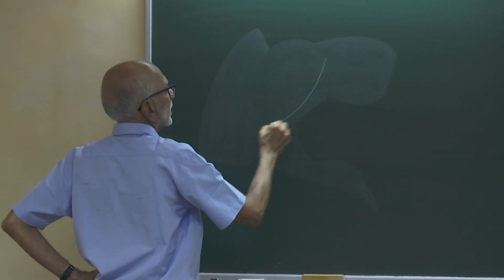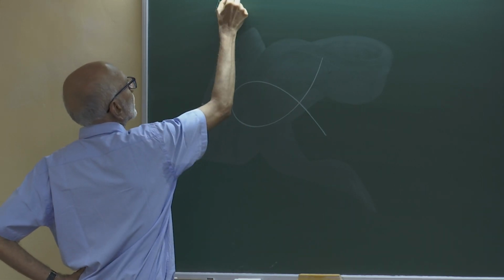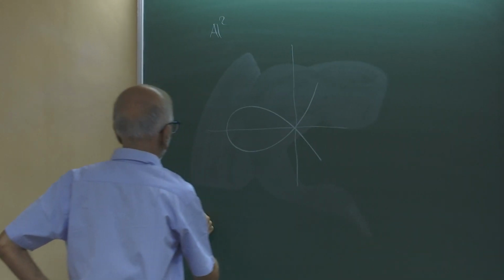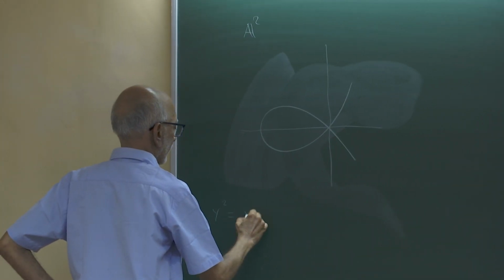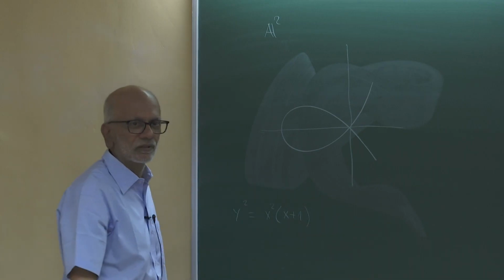So let's look at something singular. This is a curve in two-dimensional space, with coordinates x and y, and this curve is given by y squared equals x squared times (x plus 1). Are you familiar with this curve?